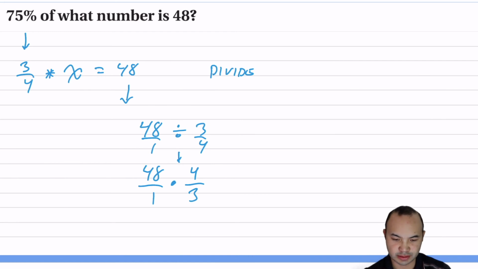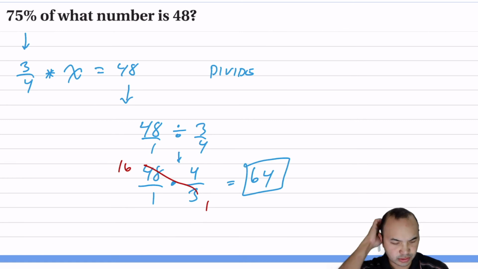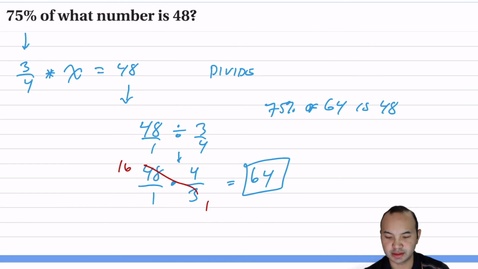So if you do that, you can cross cancel a little bit here. This is a 1. Okay. So you get 16, and 16 times 4 is going to be 64. So 75% of 64 is 48. So my answer here is 75% of 64 is 48.